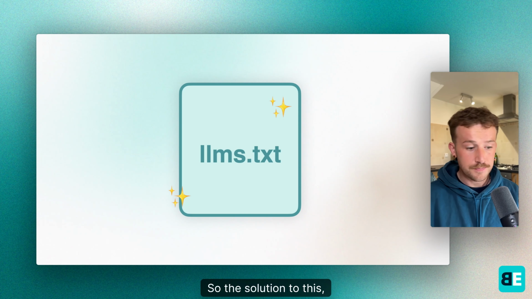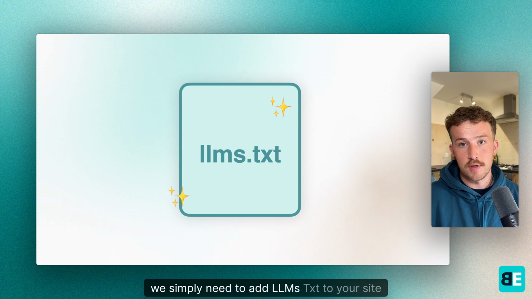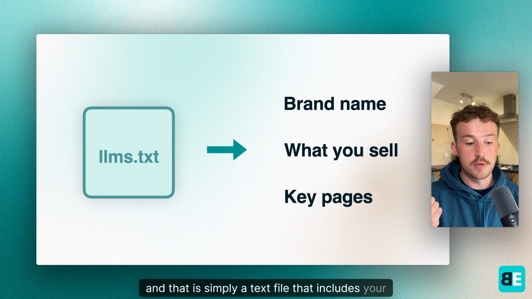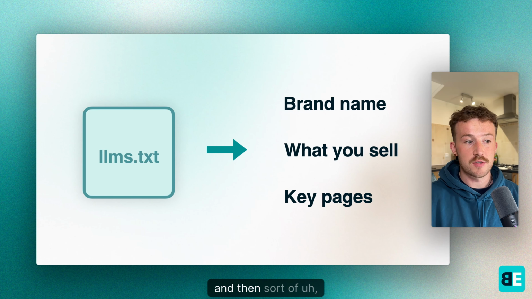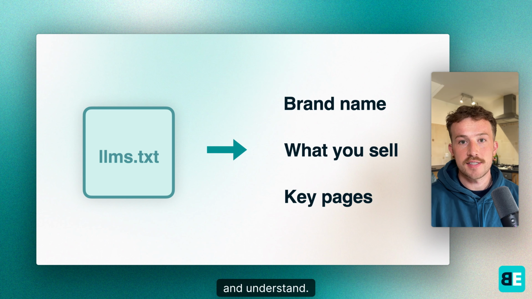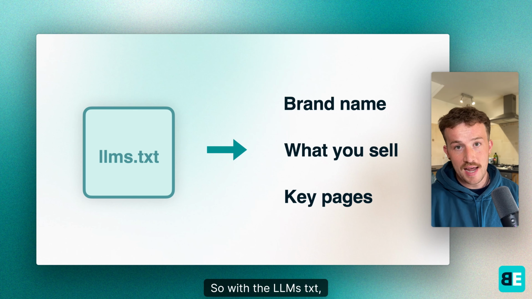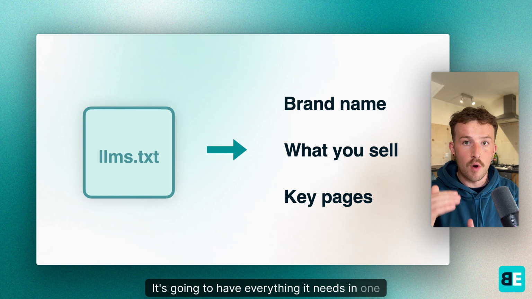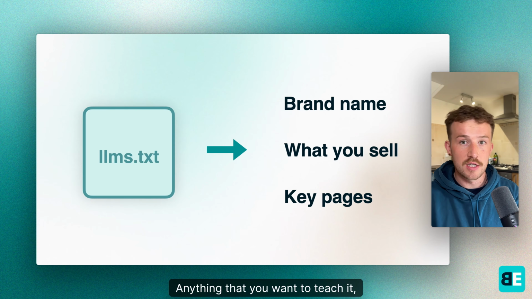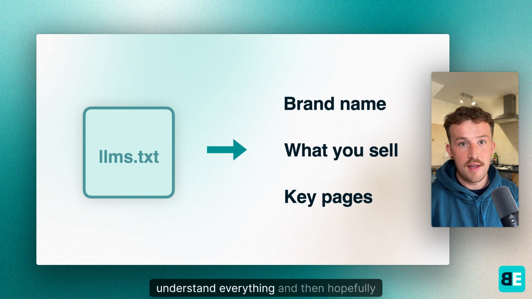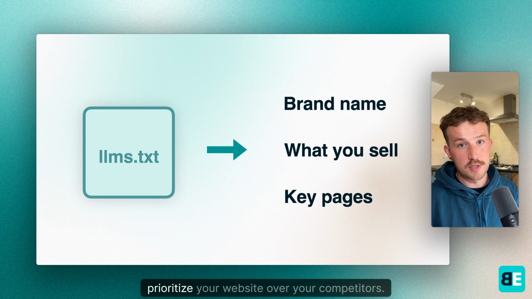So the solution to this is we simply need to add LLMs.txt to your site, and that is simply a text file that includes your brand name, what you're selling, and the map of what you want the AI to go around and see and understand when it arrives on your site. So with the LLMs.txt, it won't actually need to navigate your site. It's going to have everything it needs in one file. Anything that you want to teach it, you're going to include in it. And then when it arrives on your site, it can understand everything, and then hopefully prioritize your website over your competitors.